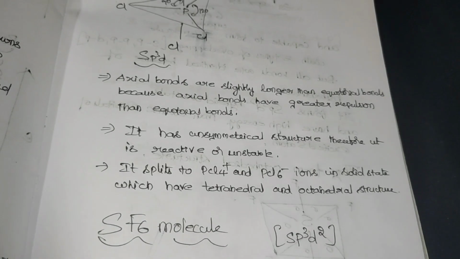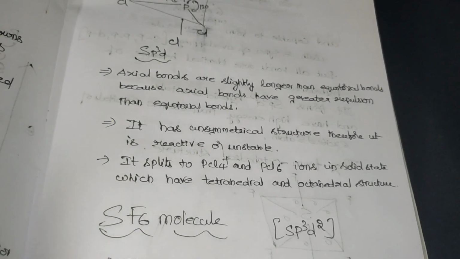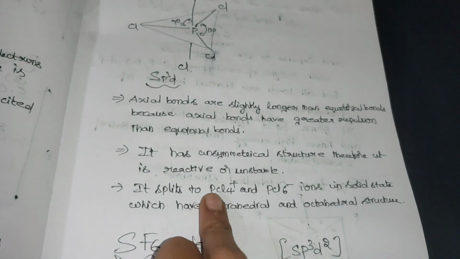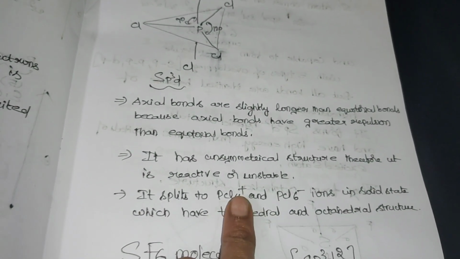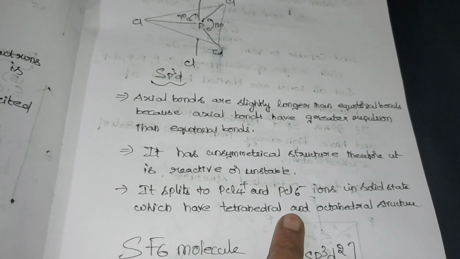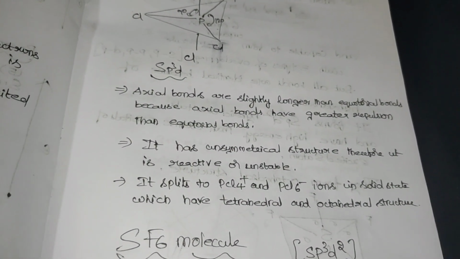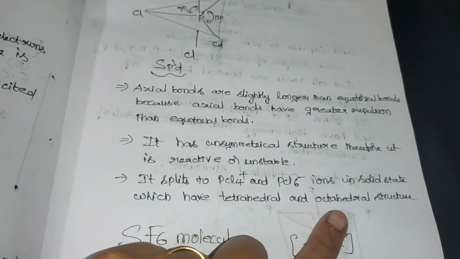It splits into PCl4 plus or PCl6 minus in the solid state: PCl4 plus when it loses 1 chloride, and PCl6 minus when it gains 1 chloride. These have tetrahedral and octahedral structures.